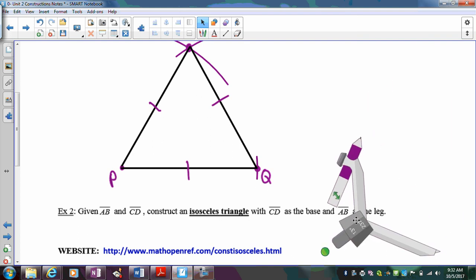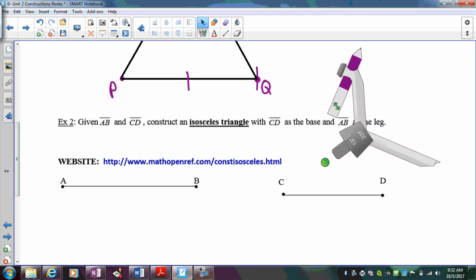So let's look at isosceles triangle. So for this one, isosceles triangle means two congruent sides.